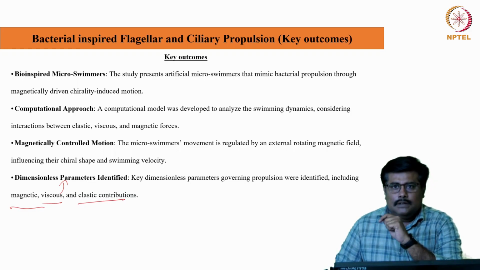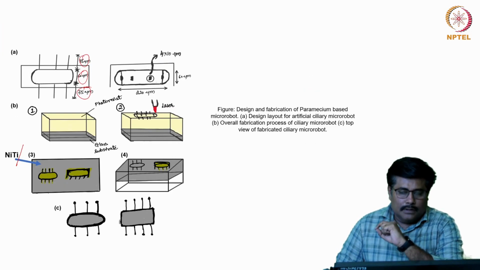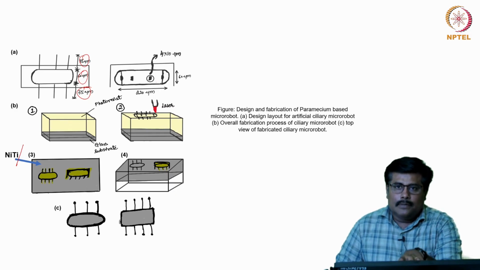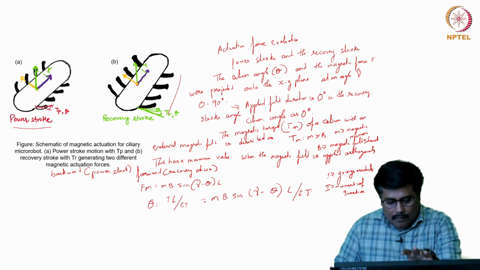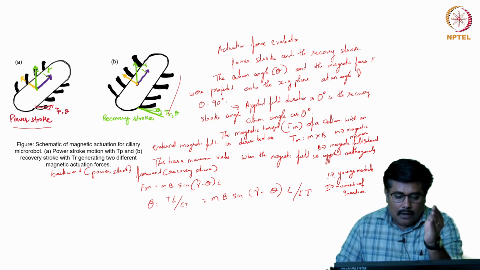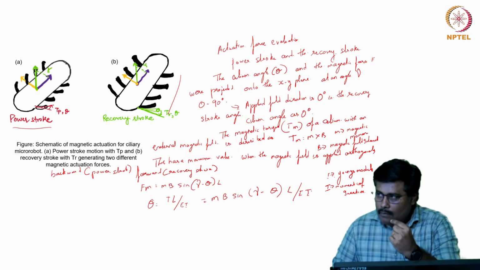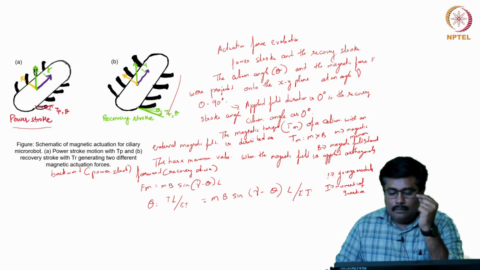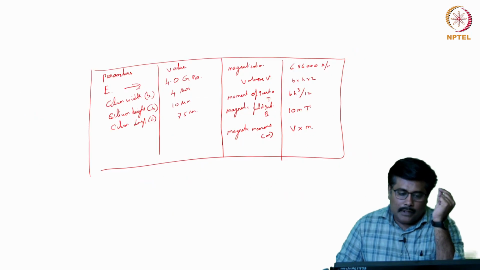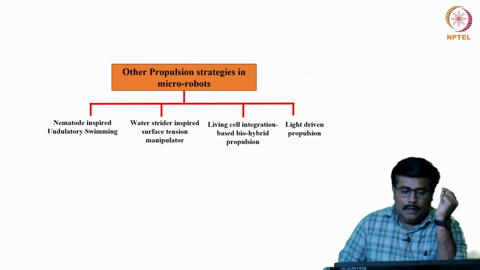So we have discussed in detail some of the key outcomes of these systems, the different fabrication steps involved in these systems, and we have also derived some of the parameters involved from the force point of view, from the magnetic propulsion point of view, and from the actuation point of view in detail.